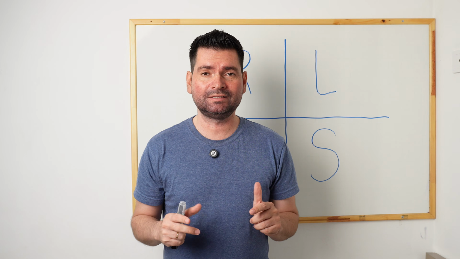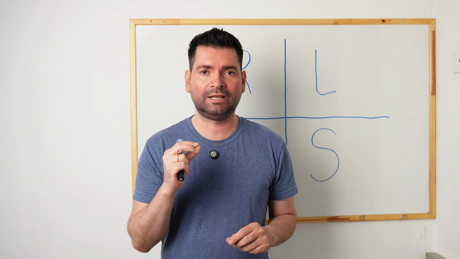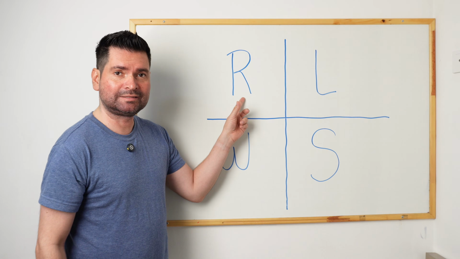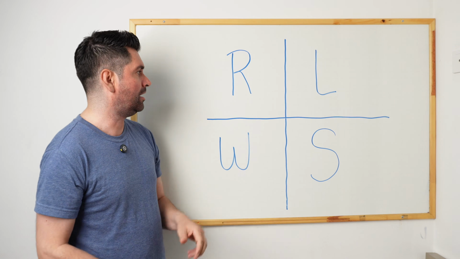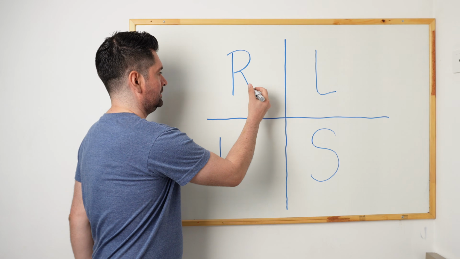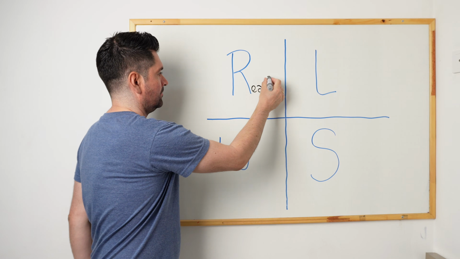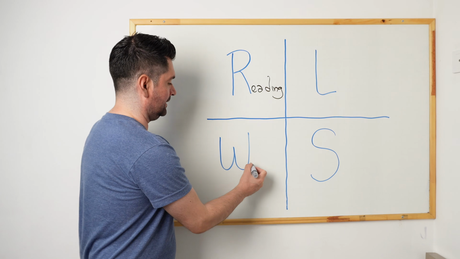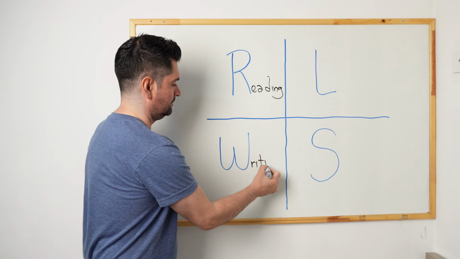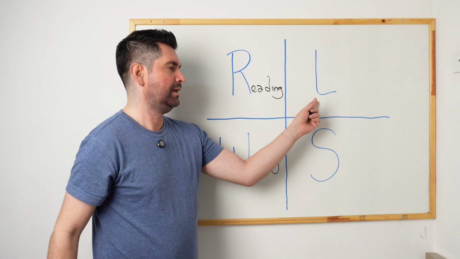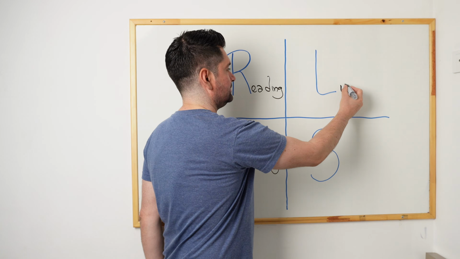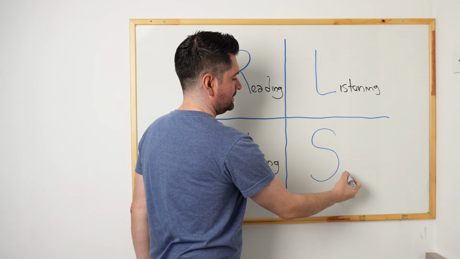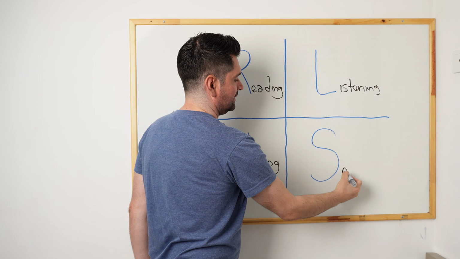What are the 4 abilities that you can use in order to learn a language or to learn Spanish? I have them right here for you. They are represented by these 4 letters. R stands for reading. W stands for writing. L stands for listening. And S stands for speaking.